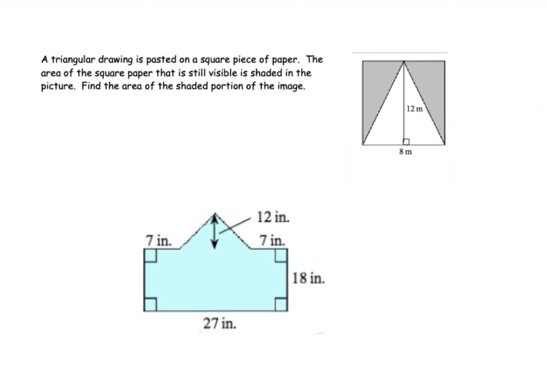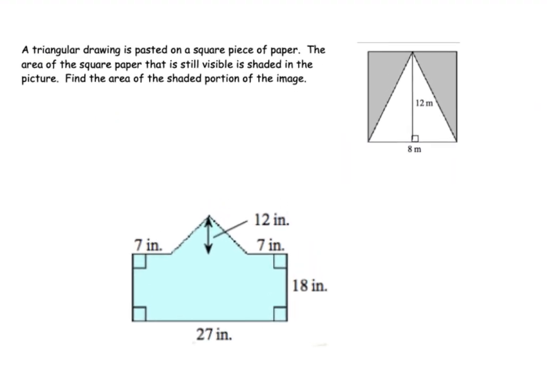We can also look at shapes like this, okay? These are our last 2 that we're going to do together, and then we're going to fill in your notes and you're going to do some practice. So this top one says a triangular drawing is pasted on a square piece of paper. The area of the square paper that is still visible is shaded in the picture. Find the area of the shaded portion of this image.